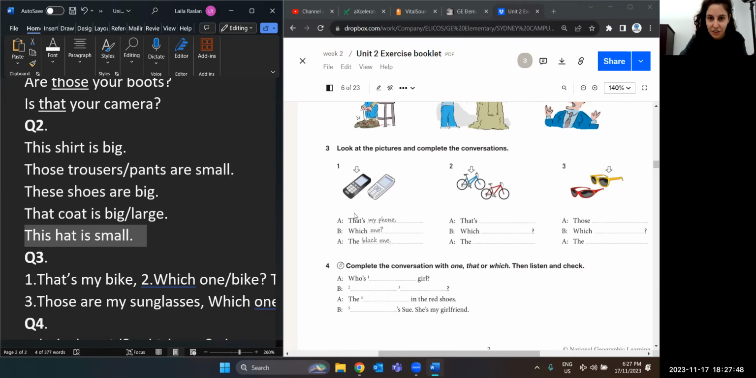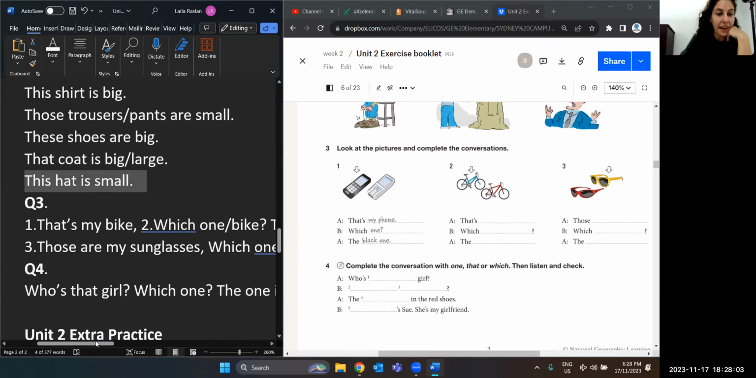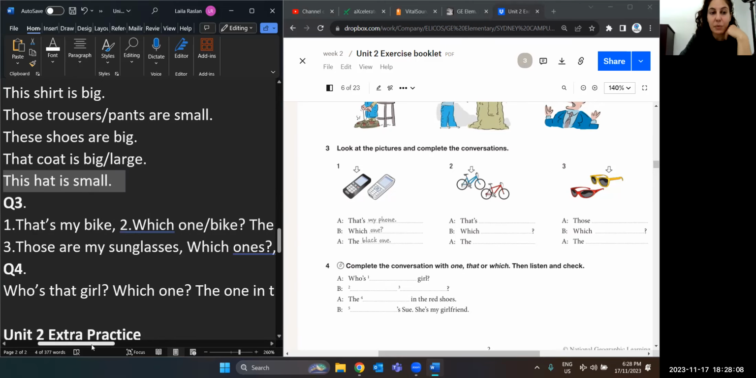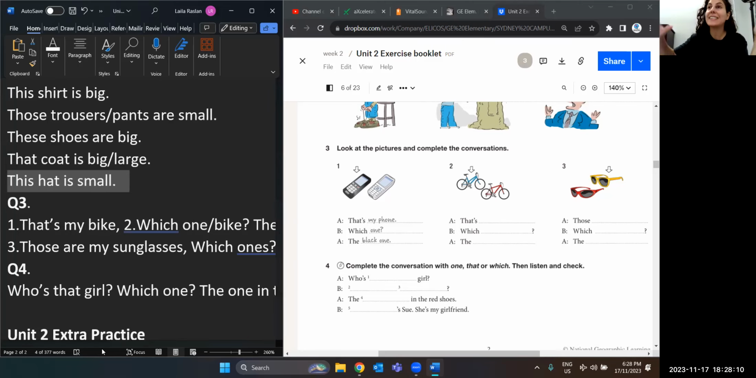Okay, let's finish three. That's my phone. Which one? The black one. See, again, because there's two, so I need to know which one. Number two, that's my bike. Which one? The blue one. So remember, we use the word one to replace the noun, but you first must say the noun. So I have a bike. Then you can say, oh, which one? Which brand? Which one? And then the blue one.